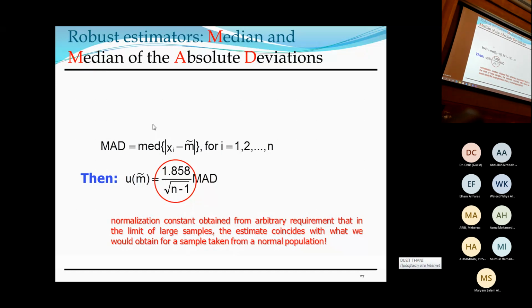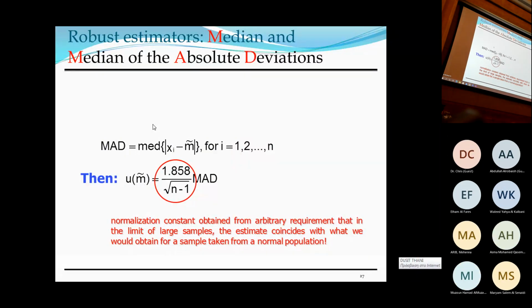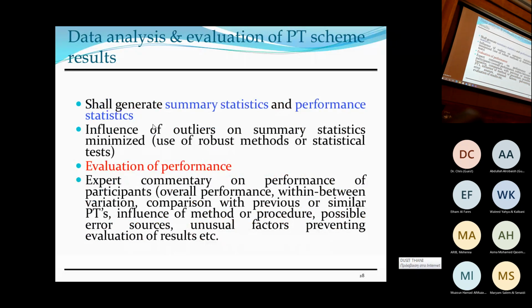And these numbers are not just pulled out of a hat. Well, today they are pulled out of a hat, but they are calculated numbers based on statistical assumptions. So this is another choice for an estimator of the reference value or the assigned value in terms of a proficiency testing scheme. Are there any questions?